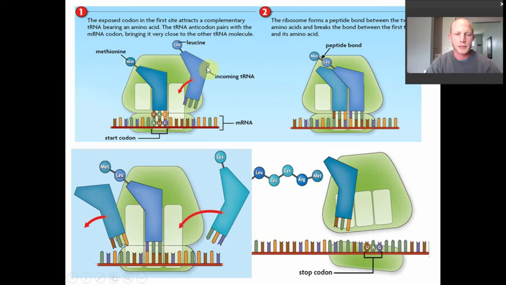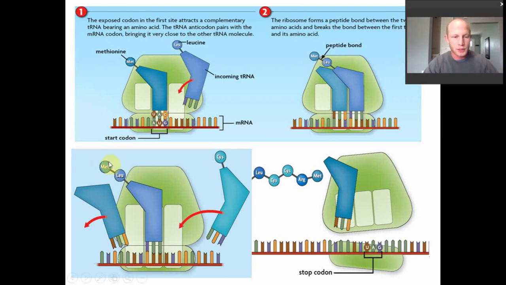The next one that's coming along has the anticodon that matches with the mRNA here. So remember, it's 3 base pairs. It's bringing another amino acid. And so this is a peptide bond. Well, another word for a protein is a polypeptide. So again, there can be a lot of vocabulary. So we'll get into that more next week.